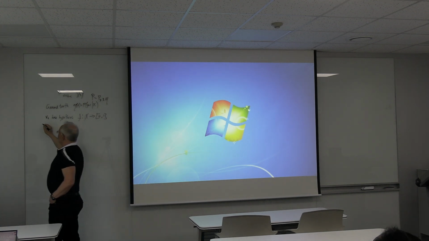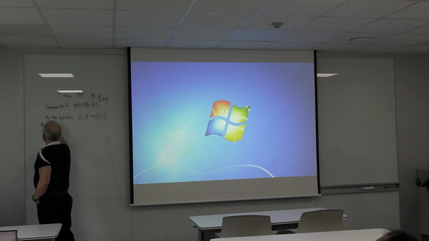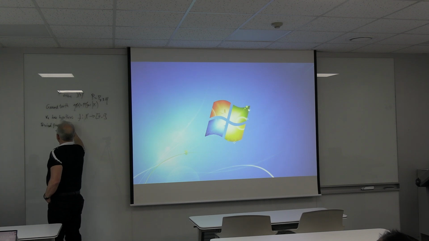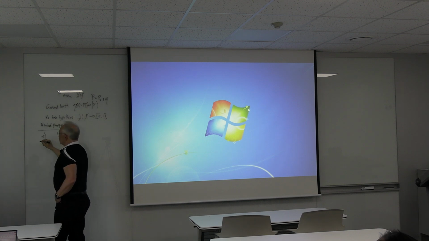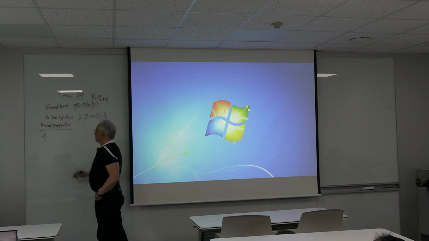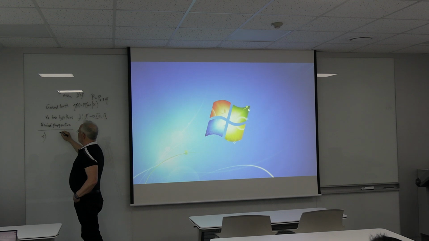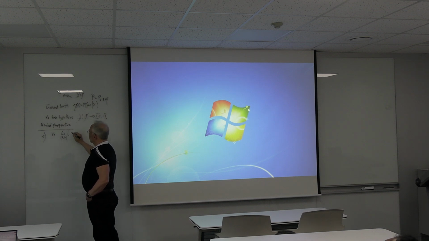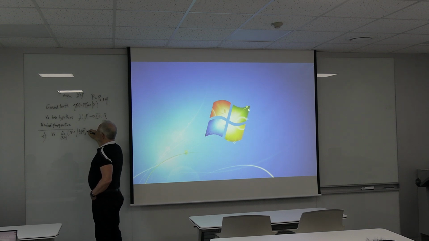So the desired properties for a calibration. The first thing, of course, is the definition of calibration. We want that for every x, we look at f of x, and we want the expectation over pairs (x, y) that y equals 1, given f of x, to be f of x.